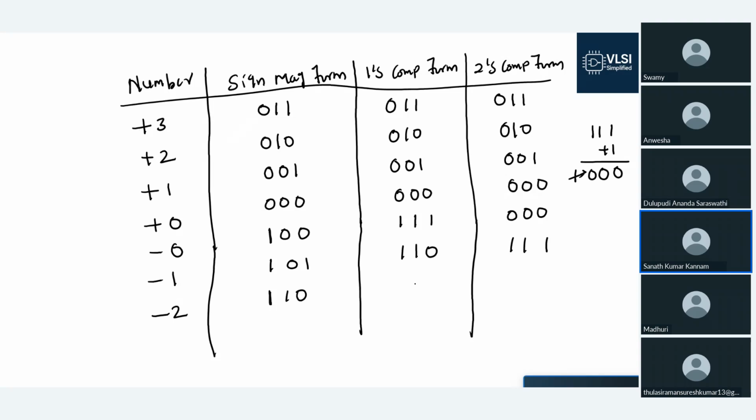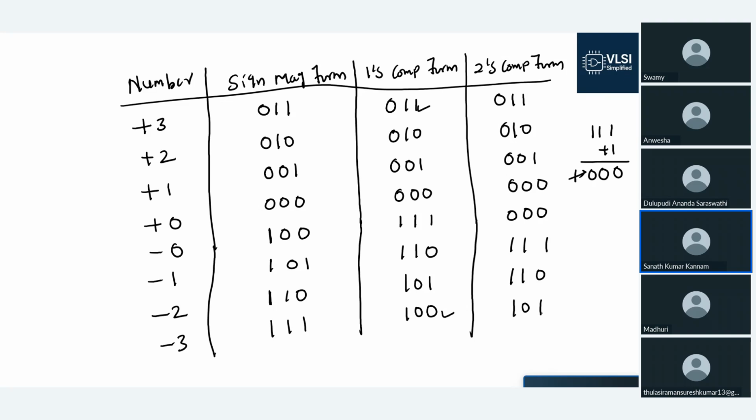And next, minus 2 in the complement forms. For plus 2, you apply 1's complement, which is 1, 0, 1. Adding 1 to this 1's complement, what are you getting? 1, 1, 0. And minus 3 in sign magnitude is 1, 1, 1. In 1's complement form, for plus 3, you apply 1's complement, that is 0, 1, 1, changing 1's to 0's and 0's to 1's, so you get 1, 0, 0. Adding 1 to this, you get 1, 0, 1.